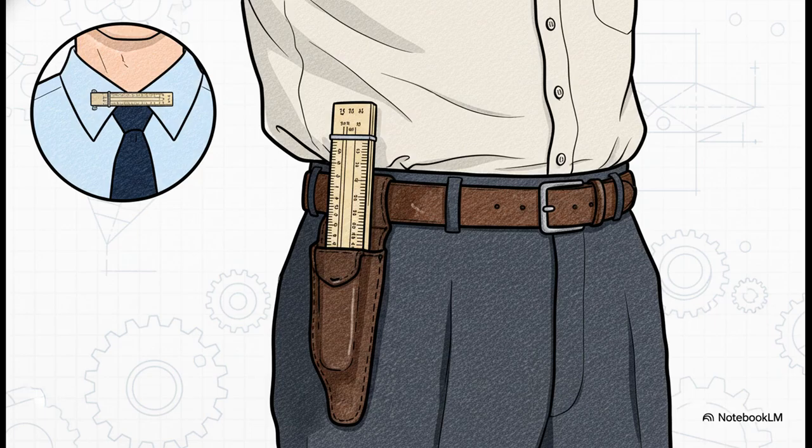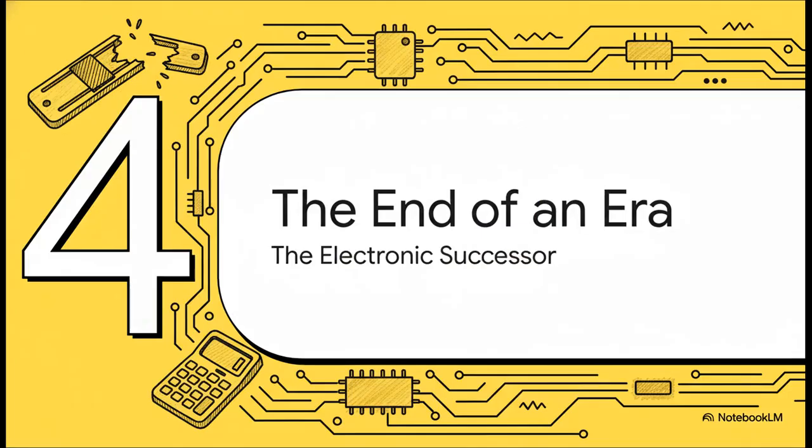It became a total cultural icon. Engineering students would wear their slide rules in these leather holsters on their belts, kind of like a craftsman carries a hammer. It was a badge of honor, a sign that you were part of this select group of people who were building the future. But, you know, like all technologies, its reign had to come to an end.